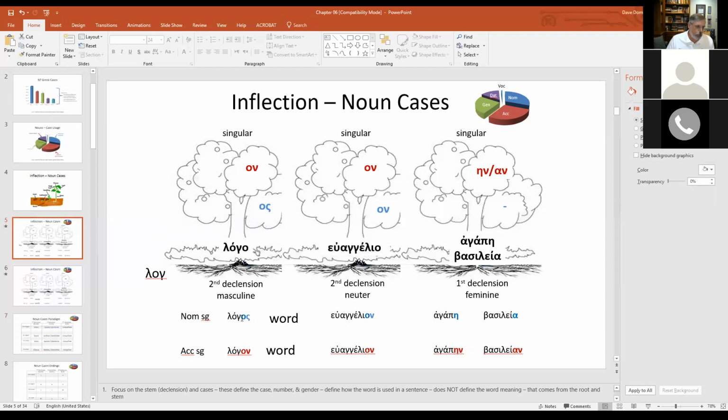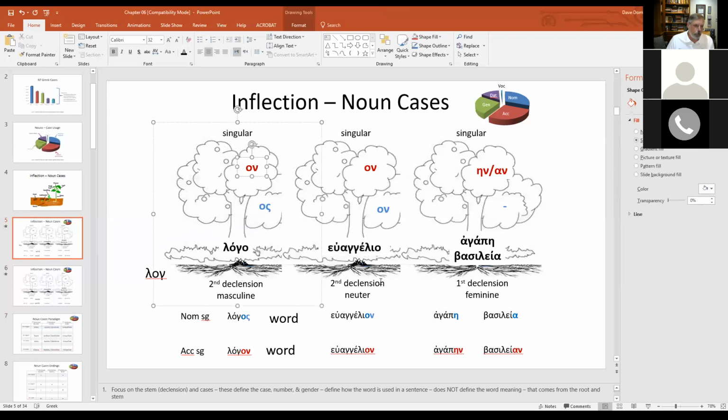These are the case endings: nominative singular, accusative singular. For a second declension masculine, omicron sigma, omicron nu. For a second declension neuter, omicron nu, omicron nu. I know it's the same. You'll see how we'll use it later.